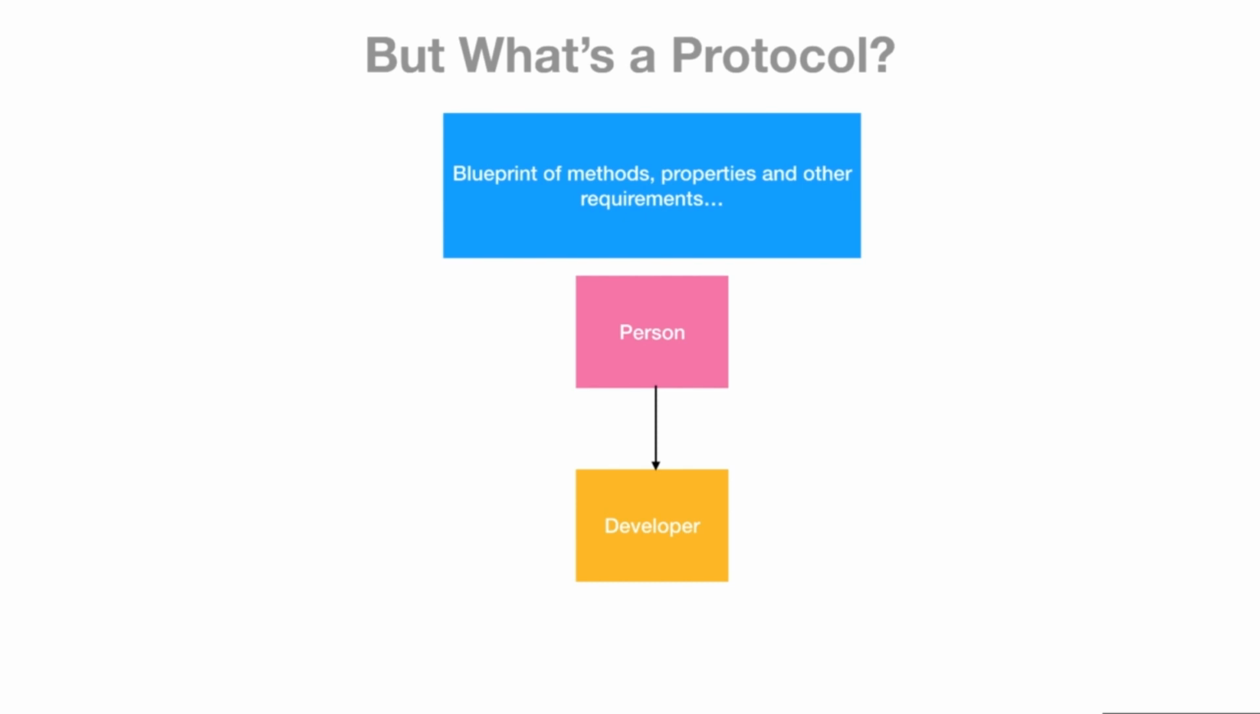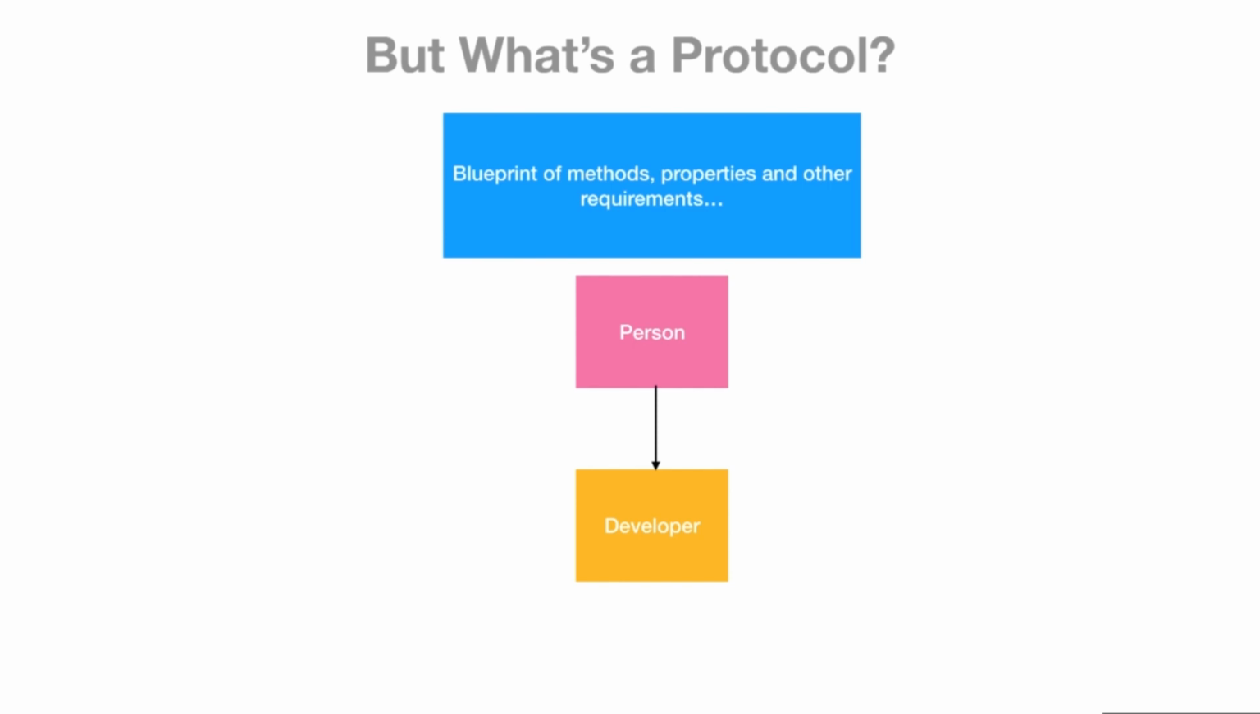However, for more flexibility, we could create some sort of a different class, a blueprint of methods, properties, and other requirements that can be adopted by a class or a struct or an enum, whatever structure that we are creating, so that those classes are actually required to implement those properties, methods, and so forth.